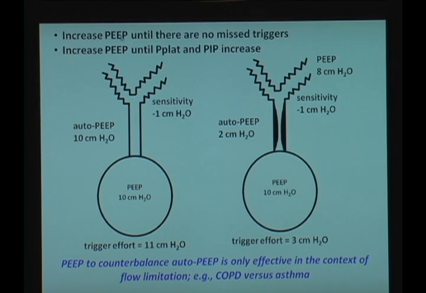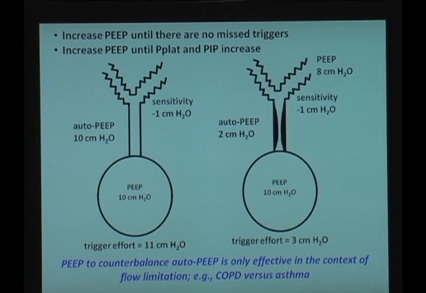So what you do is you increase the PEEP until there are no missed triggers. So it's a trial and error. So the patient's not triggered, so keep going up on the PEEP so the patient can trigger. If you go up on the PEEP to 12 and now the patient's perfectly in synchrony with the ventilator, you can conclude that the patient probably has an auto PEEP of about 12 or 15, something like that.